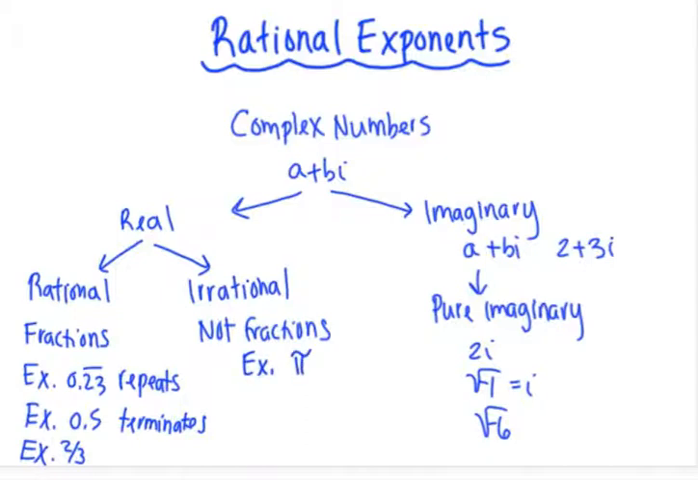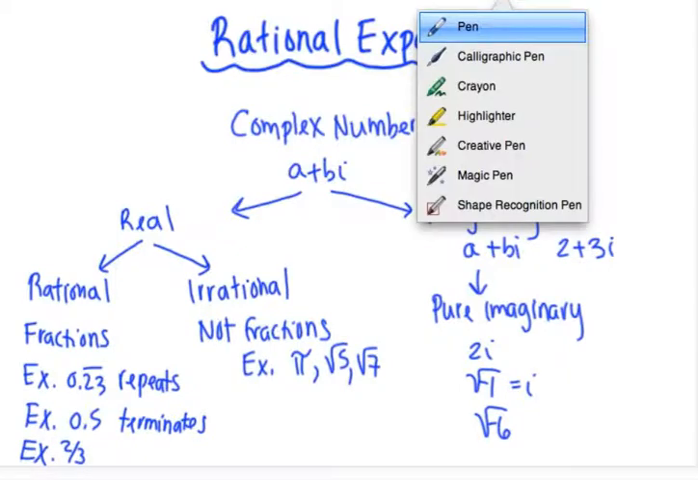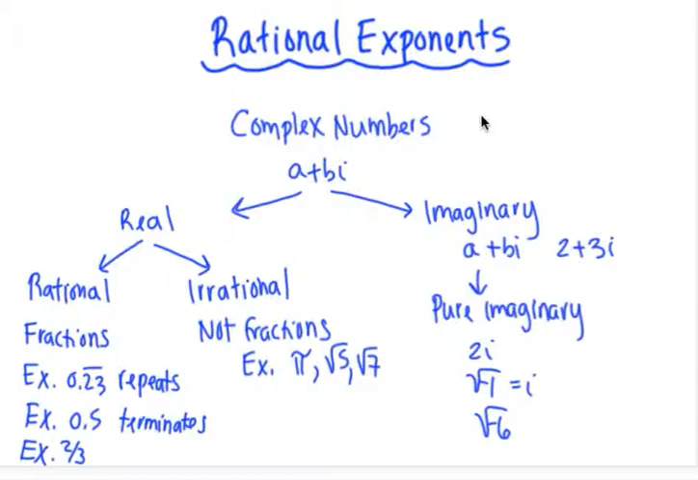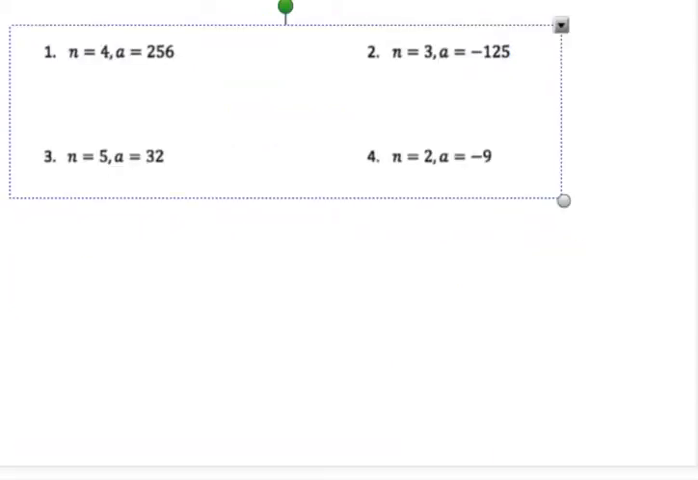Some examples of not fractions, the most famous, pi, square root 5, square root 7. These numbers go on forever, and they never repeat, so they don't have a repeating pattern. Now, today's exponents that we're going to be discussing are all rational exponents. So they're all fractions.